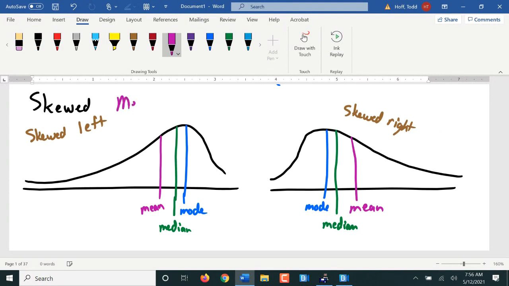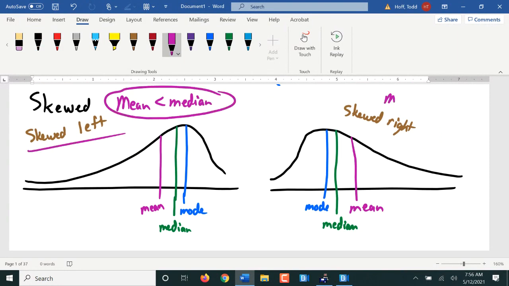Because if the mean is less than the median, that's telling us it's skewed left. If the mean is larger than the median, that's telling us we're skewed right. There's some larger numbers in there. The larger numbers occur a little more spread out, stretched out.